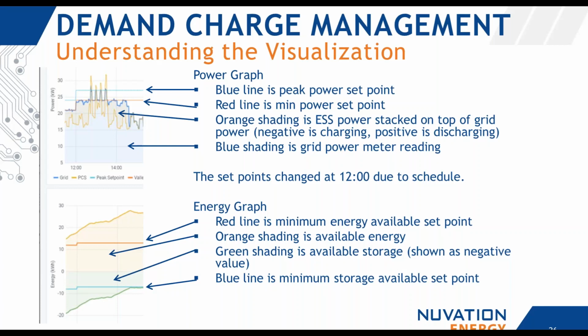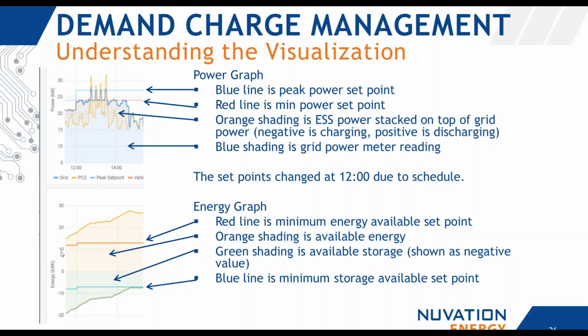Each graph has 2 lines on it that show set points. The top line on the power graph is a set point representing the target peak power for the site. The line below it, the red line, is the target minimum power for the site. The blue shaded area is the power meter reading for the building, for the site. And then the orange is the power that's being either discharged or charged from the battery.